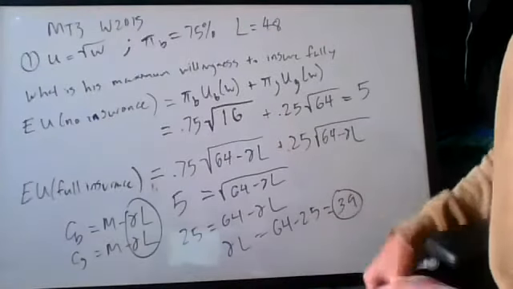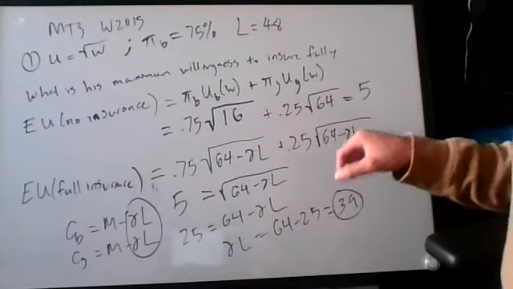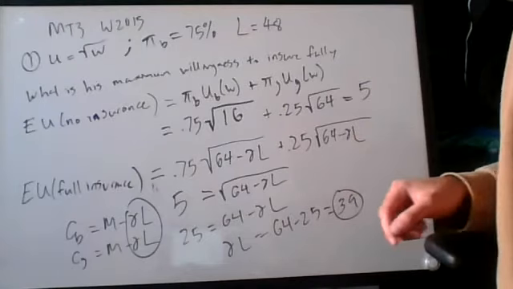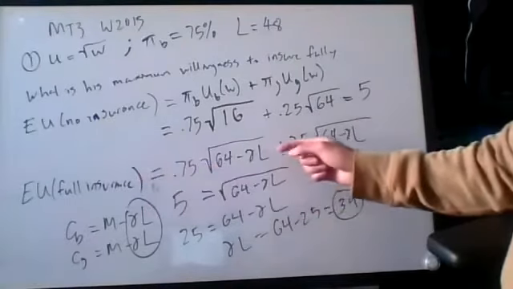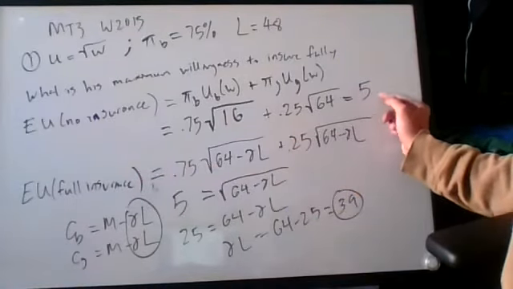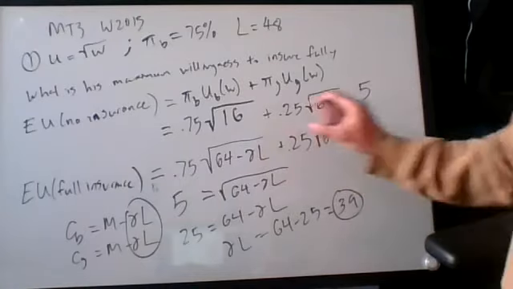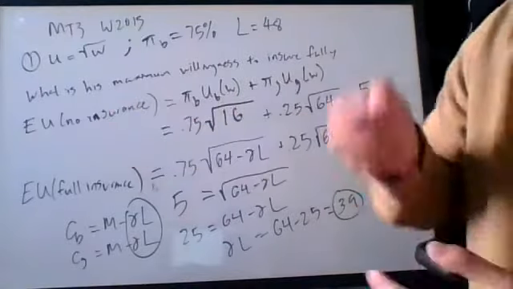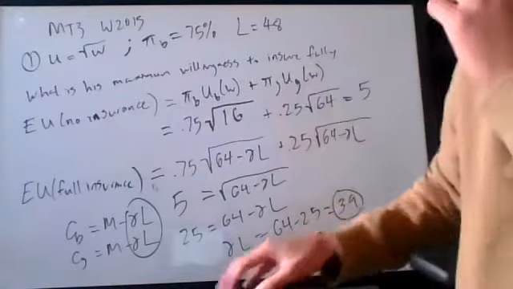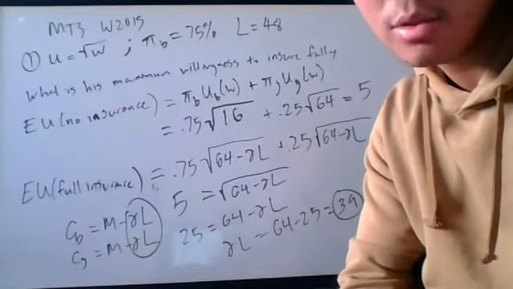And so in contrast to that, if gamma L, how much he pays for insurance, is less than 39, then I can assure you guys that his expected utility is going to be greater than 5. So gamma L being equal to 39 is where these two are exactly the same. So it's like the equilibrium point. Did that make sense to you guys?